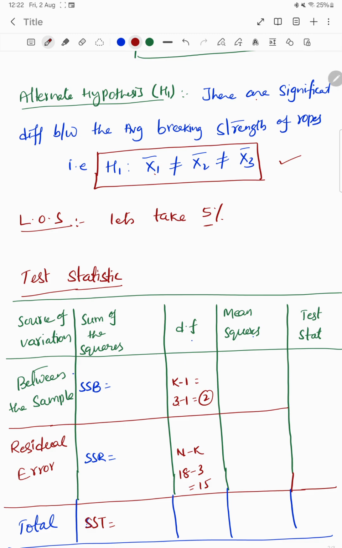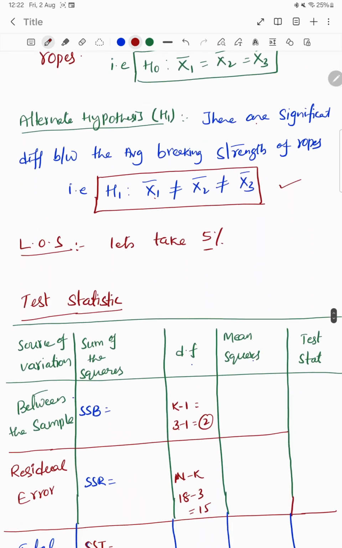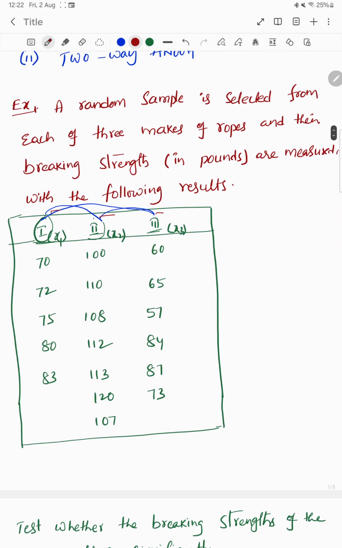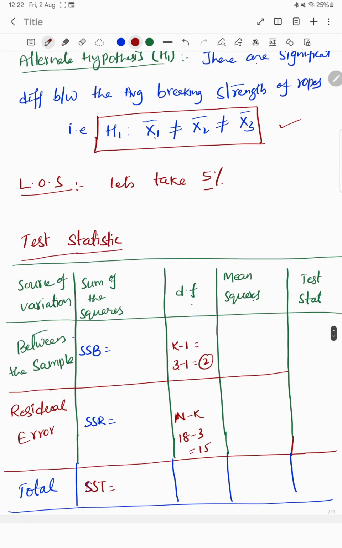Whereas degrees of freedom for error is n minus k, where n means the total number of subsamples. This means under the first one we have 5, under the second one we have 7, under the third one we have 6. So 5 plus 7 plus 6, all together is 18, minus k, which means the individual samples 1, 2, 3. So 18 minus 3 is equal to 15.